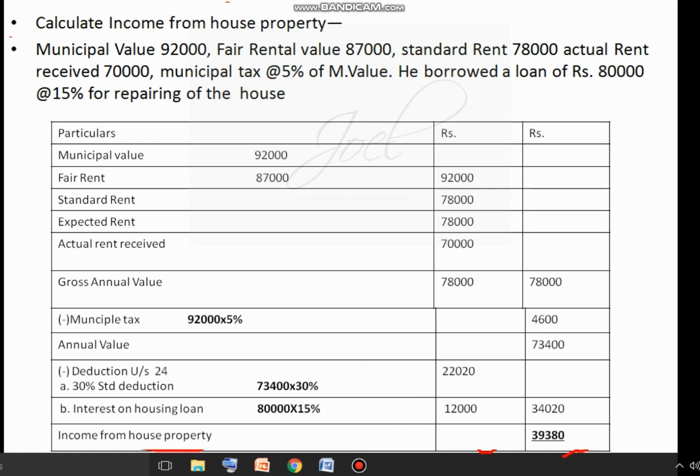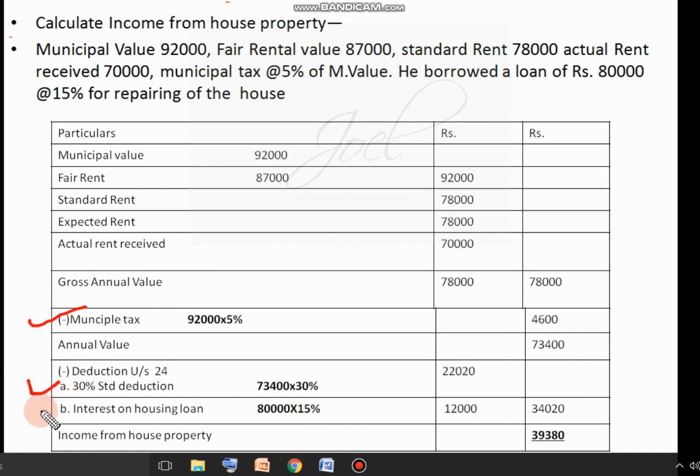You're supposed to write all these solutions whatever is done here. So you are supposed to do that. Gross annual value we calculated. From that, one deduction is there, that is municipal tax. Municipal tax is one of the deductions from gross annual value. We arrived at annual value.